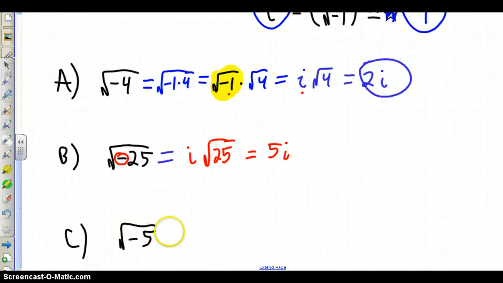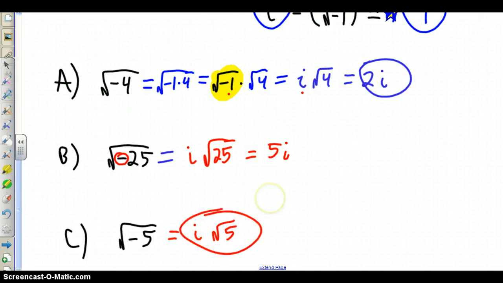And the last one here, you're going to pull the i out first. So i times the square root of 5, and the square root of 5 doesn't simplify, so I think we are done there.